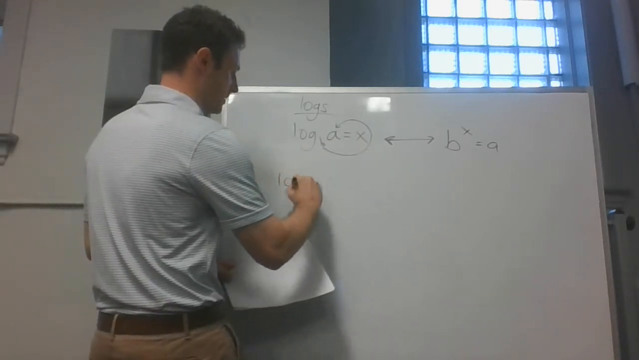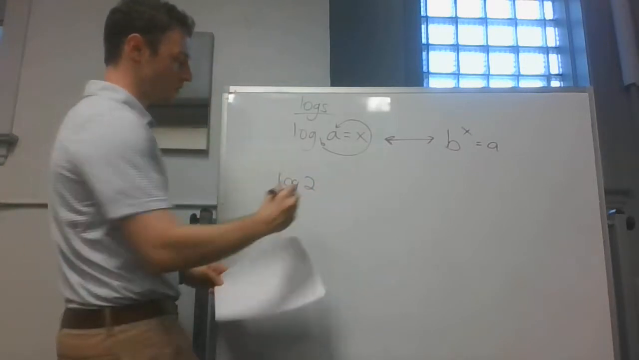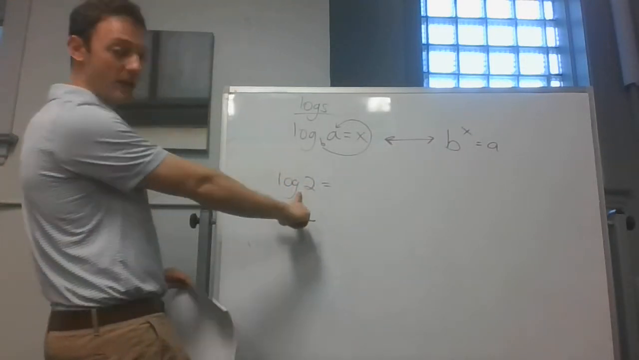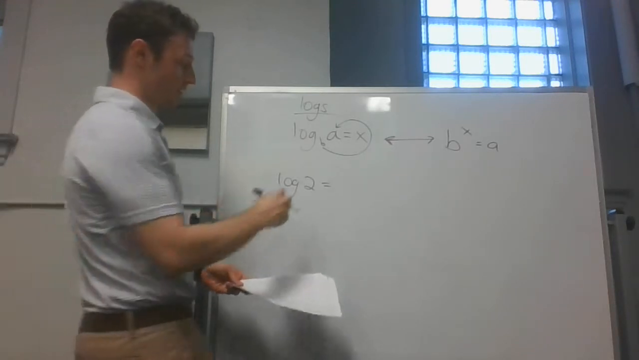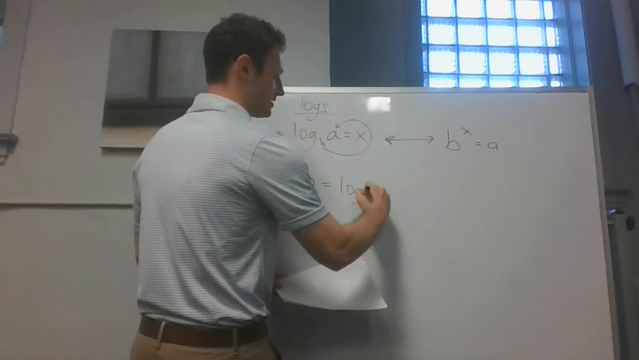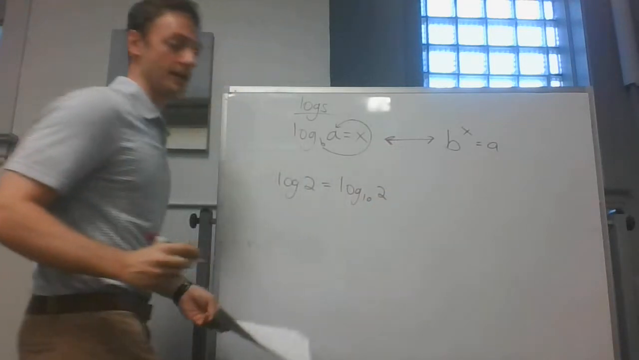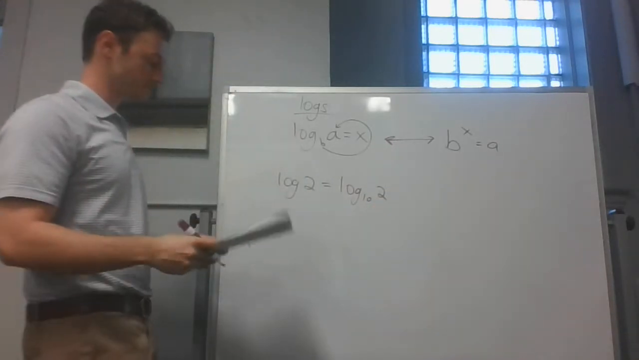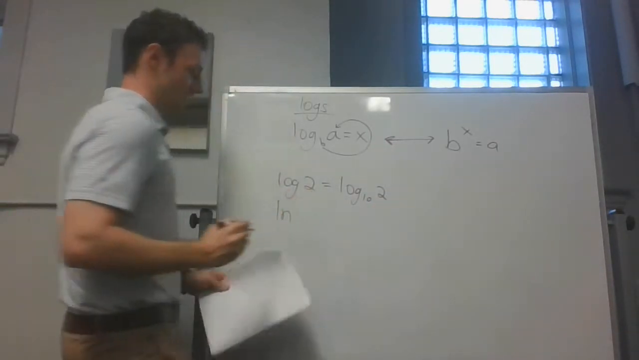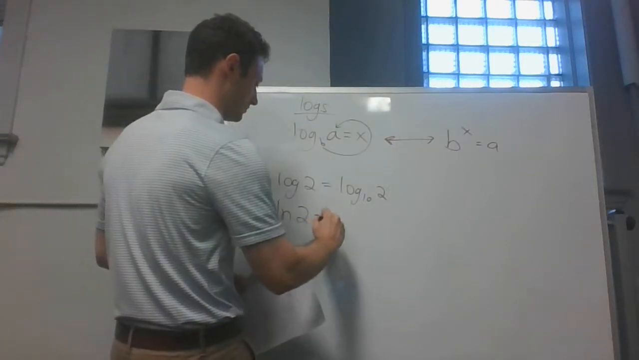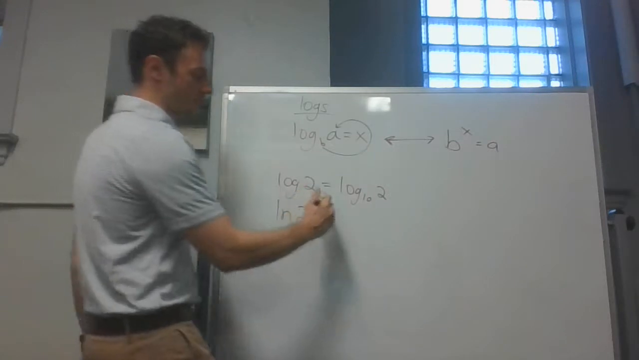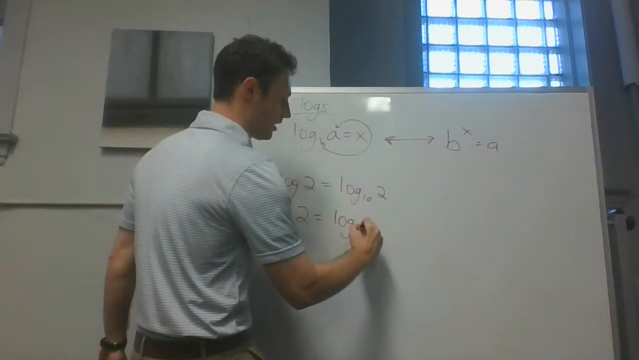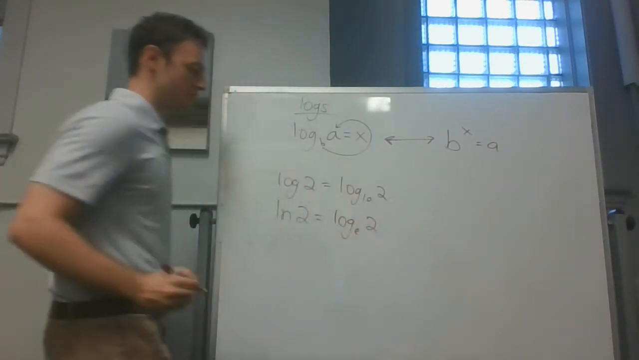A few other things to remember. Log of 2, if there's no base written, we automatically assume that the base is 10. So in this case, this is the same as log base 10 of 2. Natural log of 2, natural log just means that we have log base e of 2.